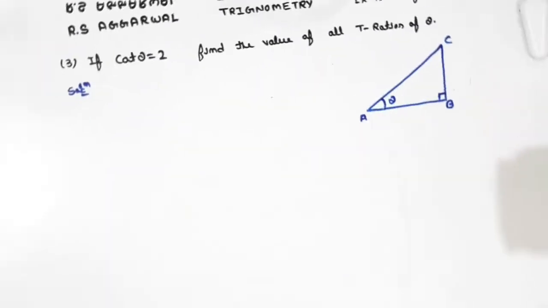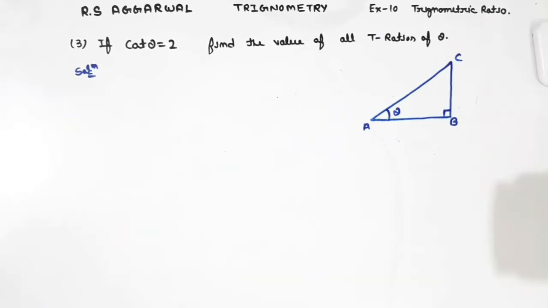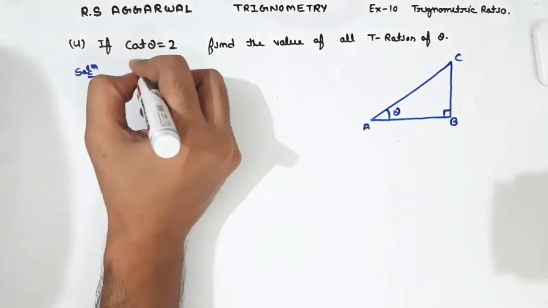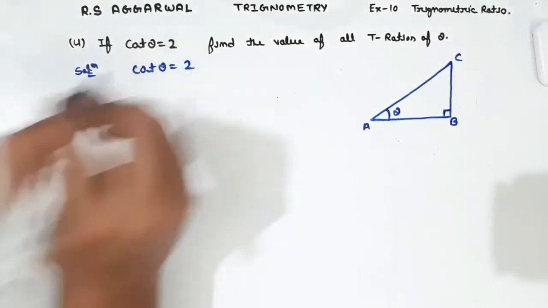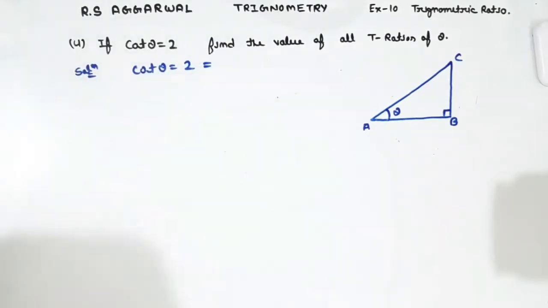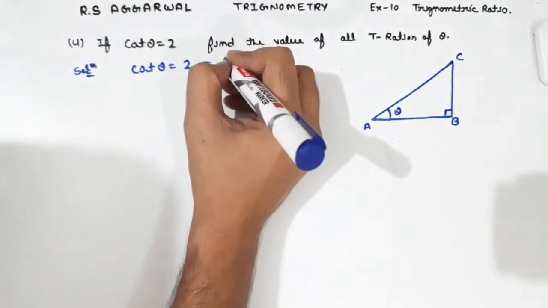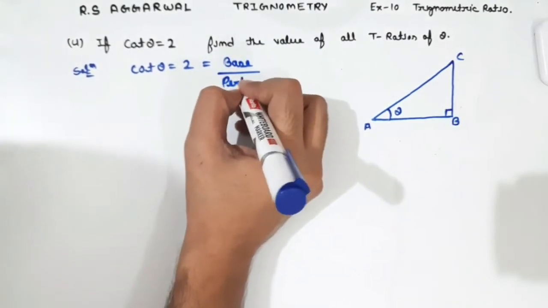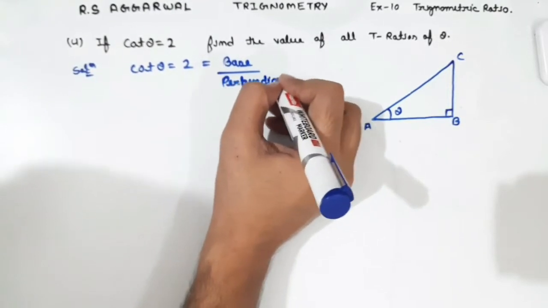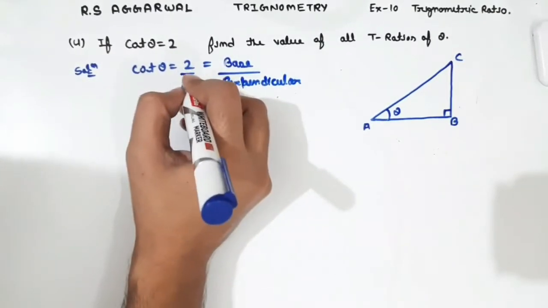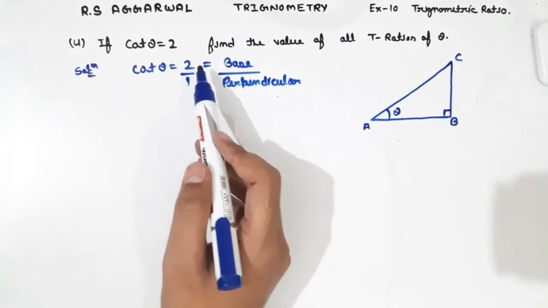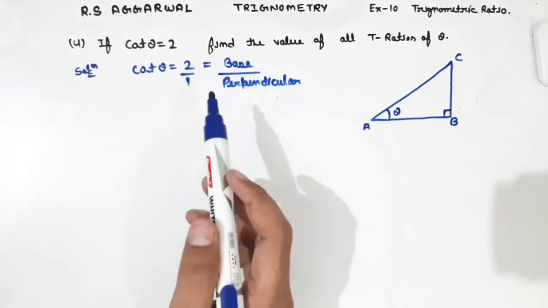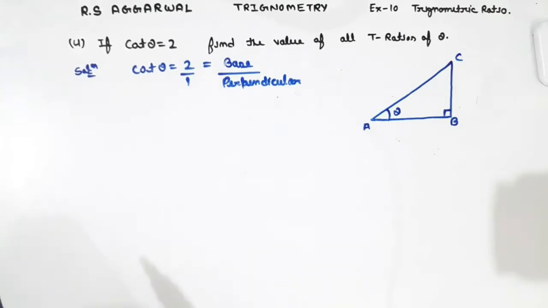R.S. Agrawal, Trigonometry, Chapter 10, Trigonometric Ratio. Question number 4. In question number 4, we have given cot theta equals 2. That is given by base upon perpendicular. So that can be written as 2 upon 1. So from here base will be 2 and perpendicular will be 1.